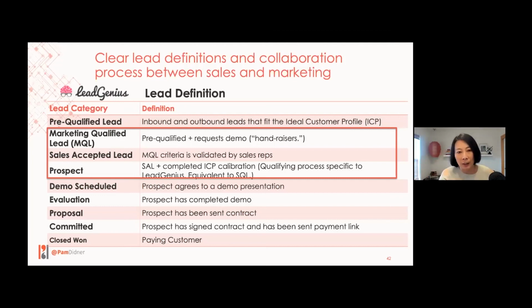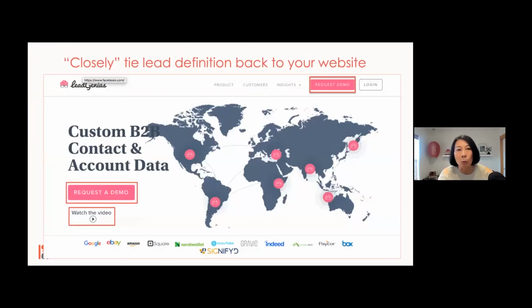Perfect, sounds good. So this is one way. In general, when you make it so clear like this, it actually puts marketing in a very difficult spot. That means you have to really work very hard. I'm not kidding, right? It's like, oh my God, pre-qualify and request for demo. Then you will start thinking about what you need to do to make that happen, right? Request for demo is so important for MQL. Guess what? Look at the Lead Genius website.